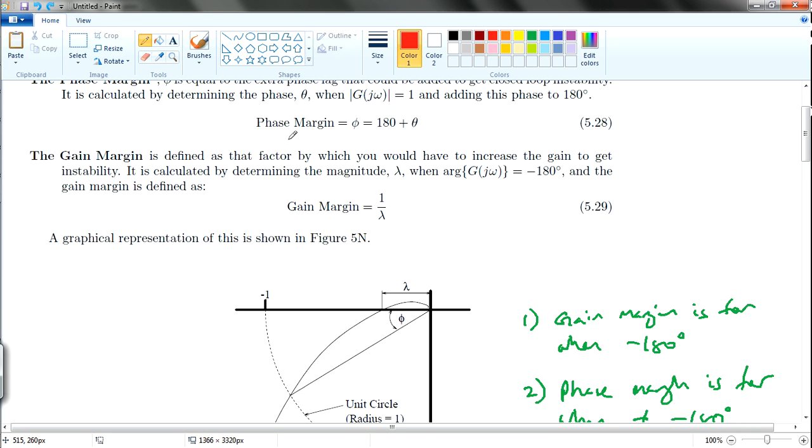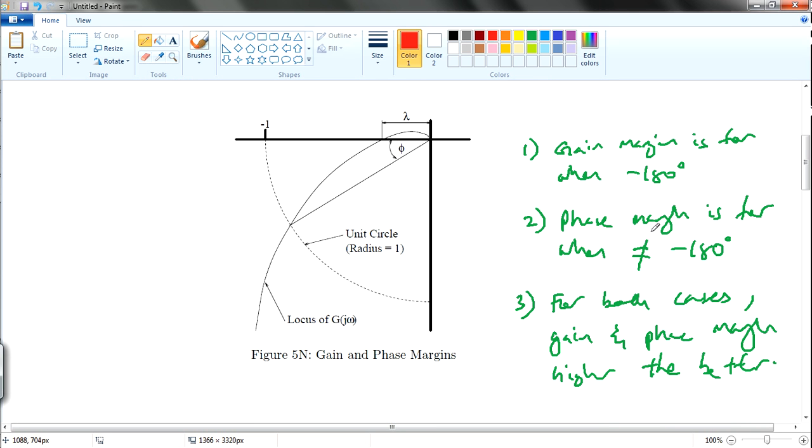For phase margin, which is this one, it's for when you are not at minus 180 degrees, when you are not along this real axis. You are at the imaginary and the real, you are in both. So you have some points over here, some points over there, which is not negative 180 degrees. For both cases, along the root locus, at this point you use gain margin, and at this point over here you use phase margin.